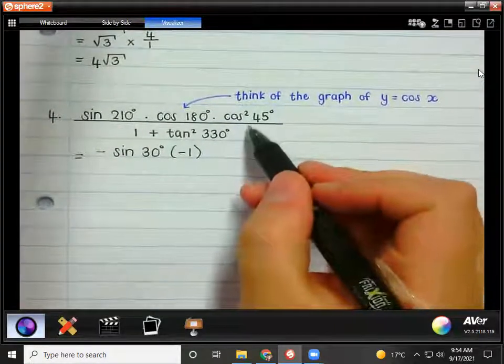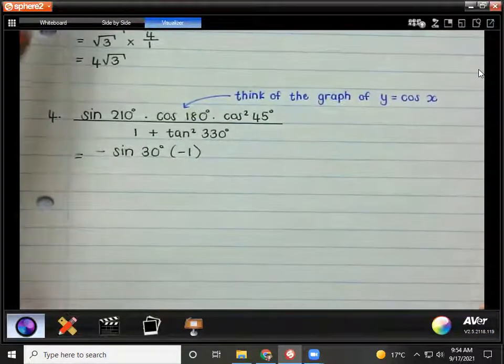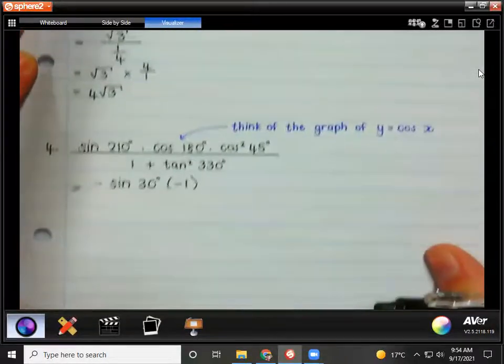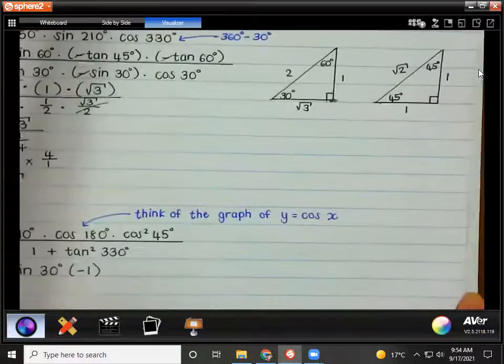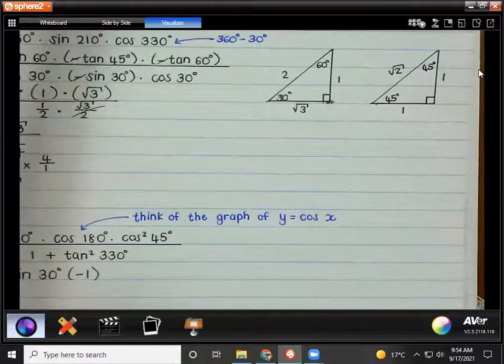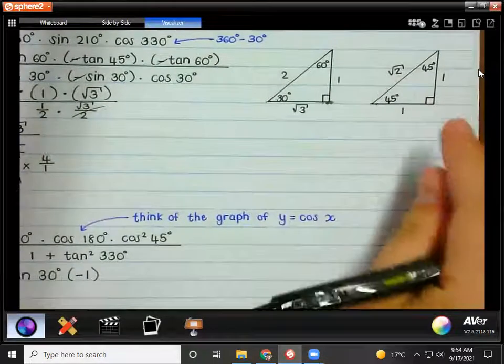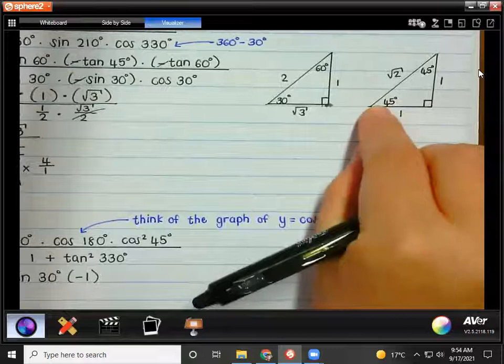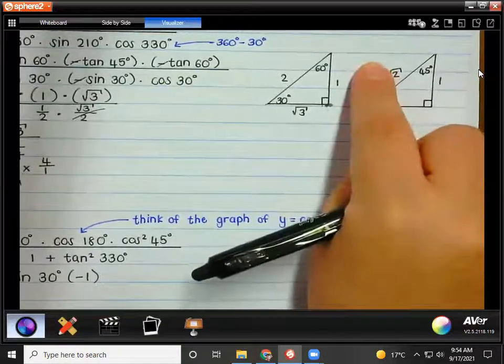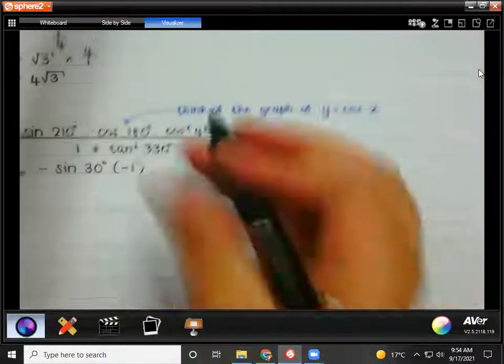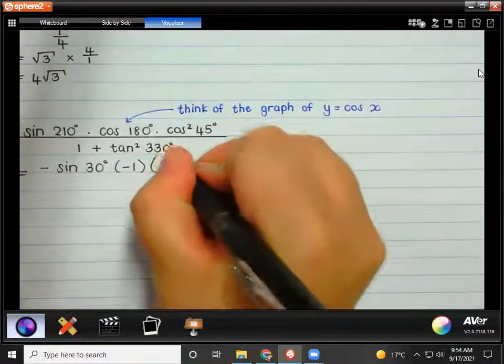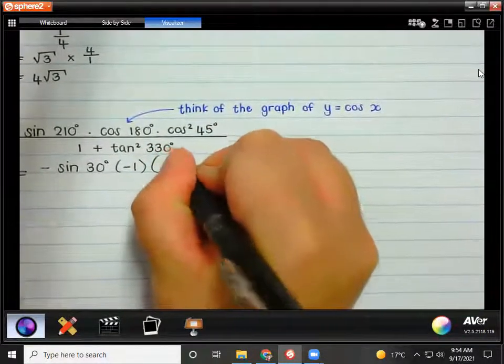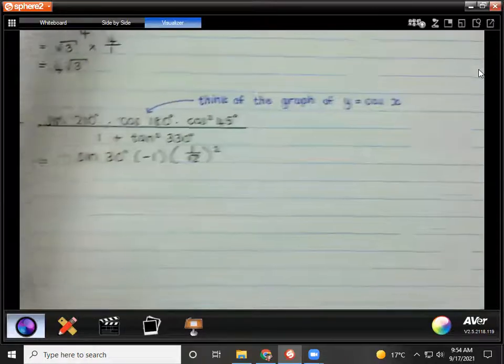Okay, cos squared 45, we can actually work that out already because we don't have to reduce that one. And we already have our triangle. Remember, you don't have to redraw them in every question. Okay, you draw them once and then you use them. So cos 45 is adjacent over hypotenuse. But now we're going to square it. Okay, but we're going to write it like this. 1 over √2 squared.